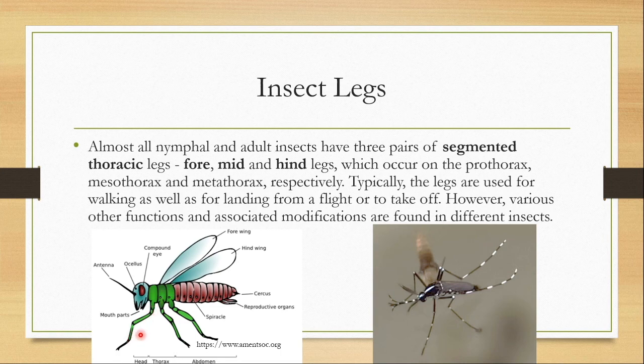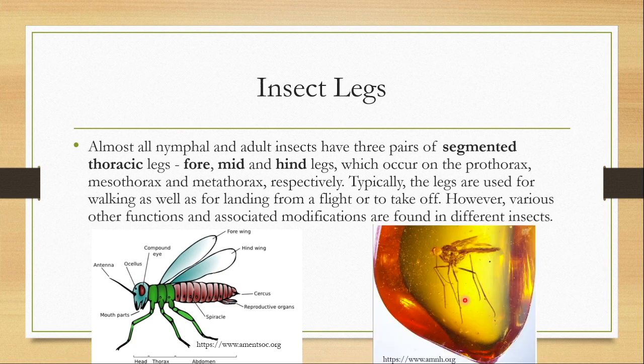The first pair is called the forelegs, the middle pair is called the midlegs, and the last pair is called the hindlegs. In this cartoon, you can see only one leg per segment, but if you see from the other side, then you would see three more legs. In this picture of the mosquito, all three pairs of legs are very clearly visible. Insects have possessed this design since their origin, as evidenced from fossil records.